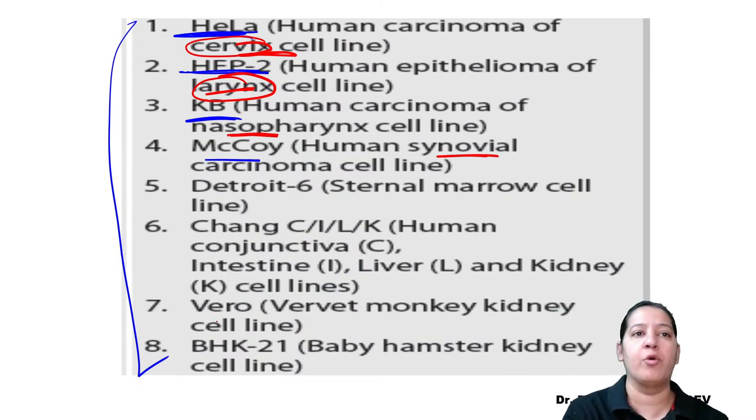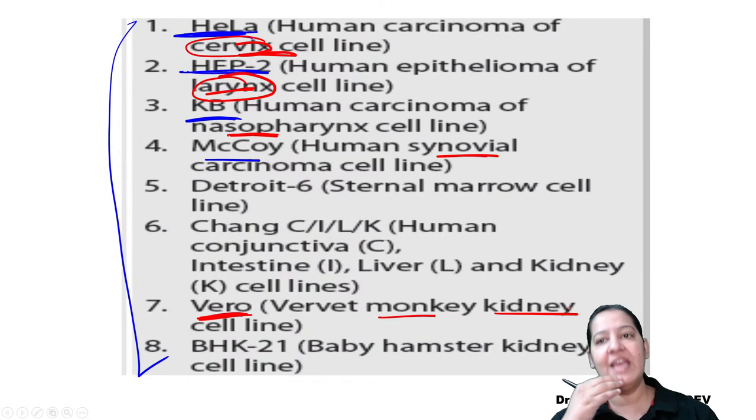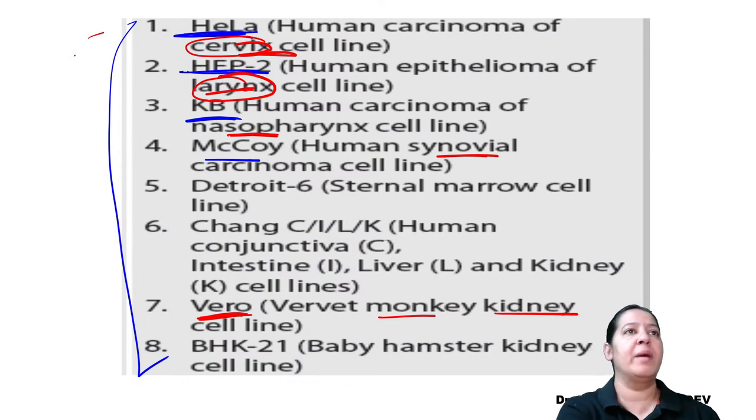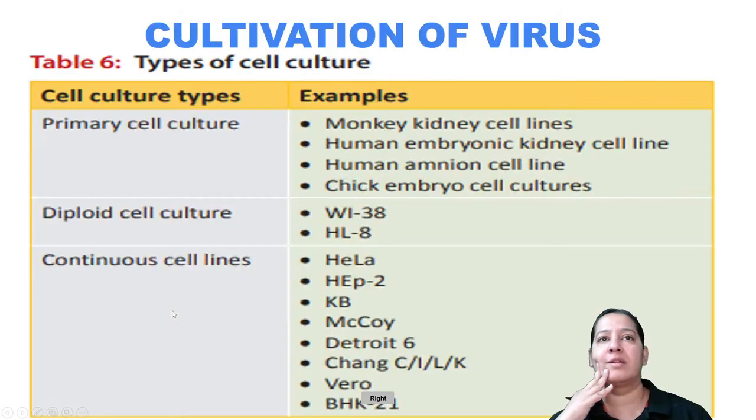One more: Vero. Vero you have to learn. In Vero, we use monkey kidney cancer cells, not human. These four were human cancers, and this is monkey. So these are important examples that you have to learn. Give me a thumbs up. The important examples are in front of you.